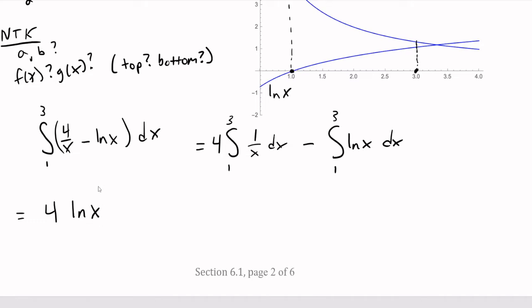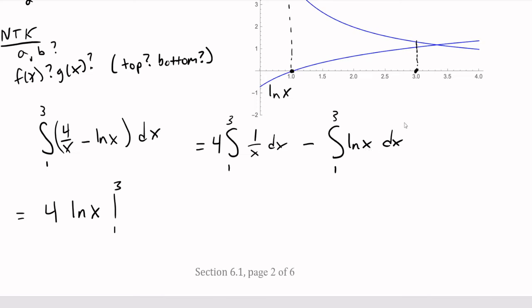No absolute values needed here because from 1 to 3, all these are positive. Log will be positive as soon as you're 1 or bigger. Well, it'll be 0 at 1, but as soon as you're bigger than 1, it'll be positive. So that's good. And then from 1 to 3.